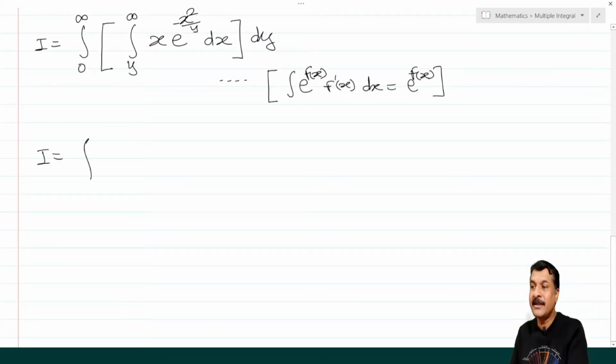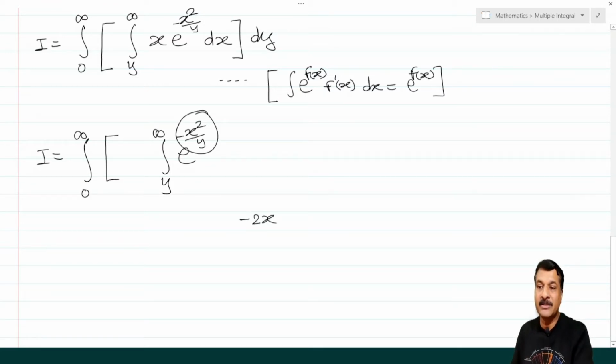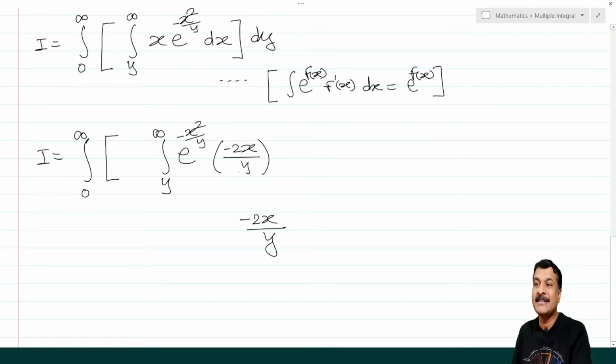So it is the integration 0 to infinity, and inside, integration y to infinity of e raised to minus x square by y. What is the derivative of this with respect to x? It is minus 2x by y. Note that only x is active, that is why minus 2, and y is constant. So I will adjust that. Here I will write minus 2x by y, so the additional factor is minus 2 by y. The same thing I will write outside the integral: y by minus 2, and dy as it is.